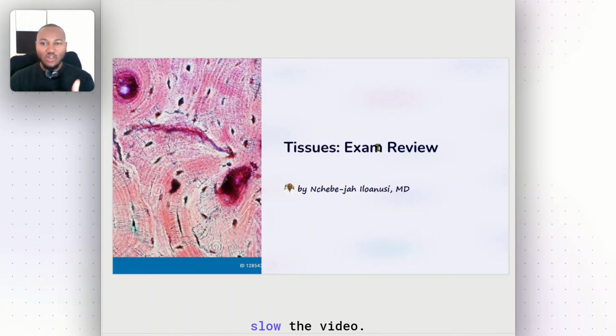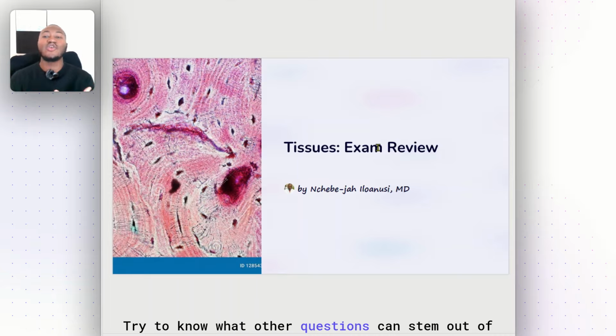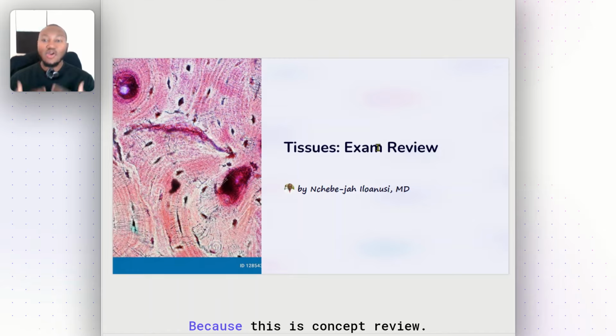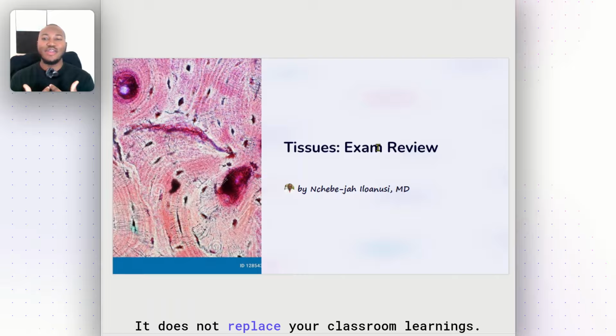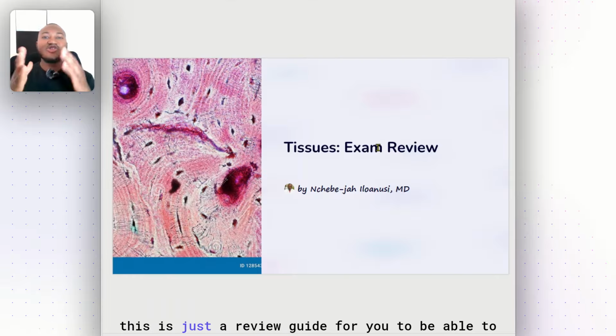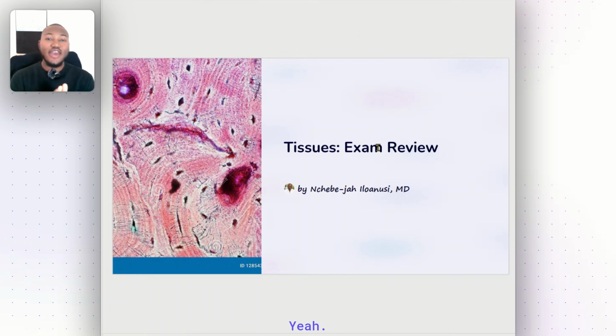If I speak too fast, slow down the video, and also take a pen and paper, make notes, look at the questions. Don't try to memorize the questions, no. Instead, try to understand the questions, try to know what other questions can stem out of it, all right? Because this is concept review. This does not replace your lecture slides, it does not replace your classroom learnings. This is just a review guide for you to be able to understand how the professors set their exams, especially for AP1, for AP2, and also A&P1 and A&P2, and also for NCLEX, for your board exams.